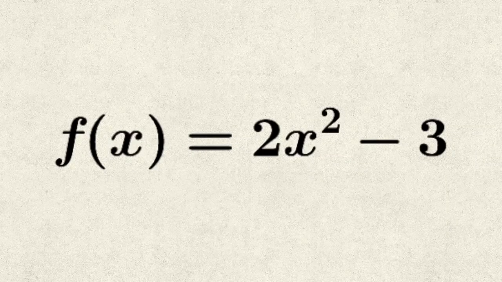Consider this function, defined by f of x is equal to 2x squared minus 3. What is the domain of this function? What are the valid inputs for this equation? Given that we can square any number, multiply any number by 2, and subtract 3 from any number, we say that the domain is all real numbers.